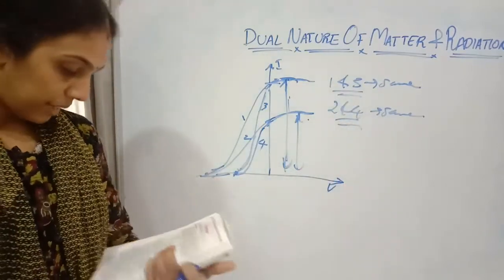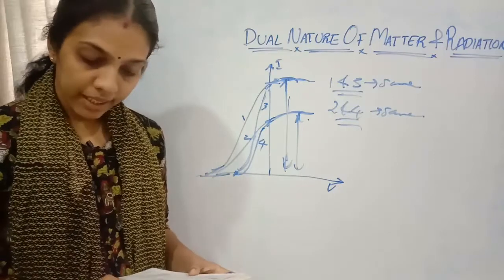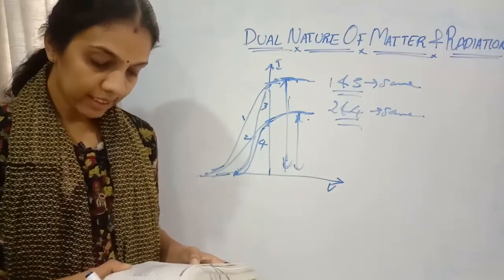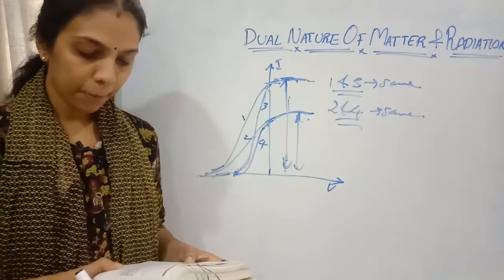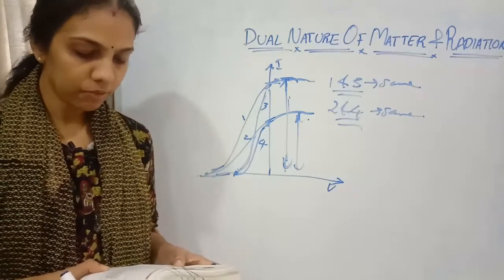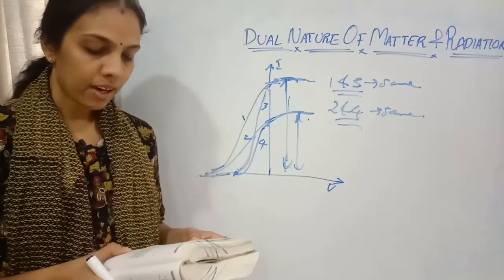Clear? So the next question is, when a given photosensitive material is irradiated with light of frequency nu, the maximum speed of the emitted photoelectrons equals Vmax.